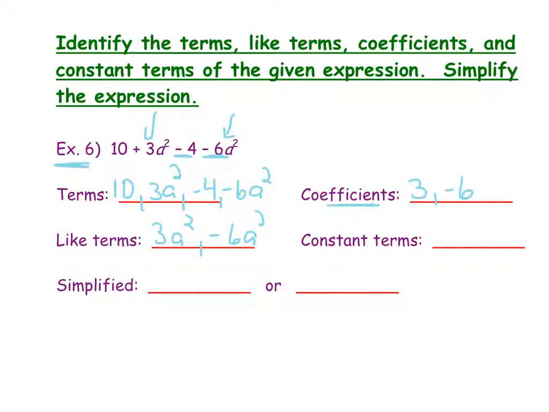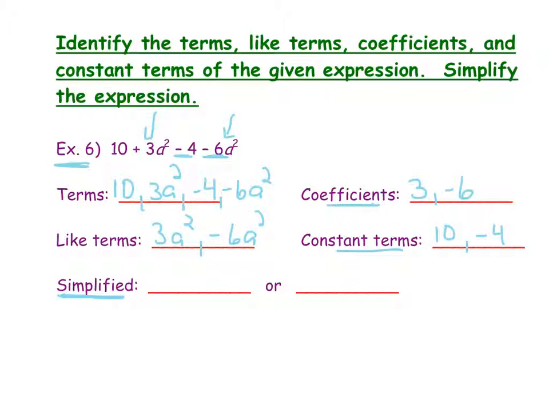And then the constants, remember, are the numbers by themselves. So the numbers here by themselves would be a 10 and then a -4. Those are the constant terms. Simplified. So now we're going to simplify. That means we're going to combine like terms.